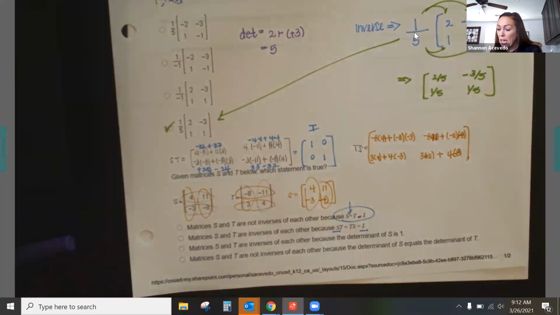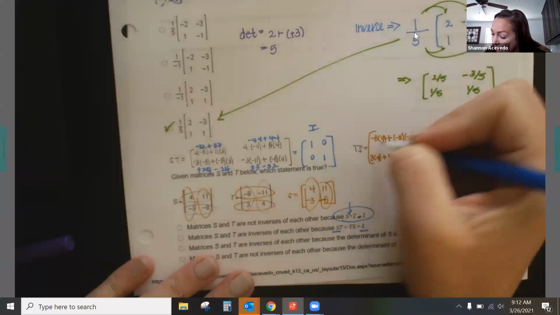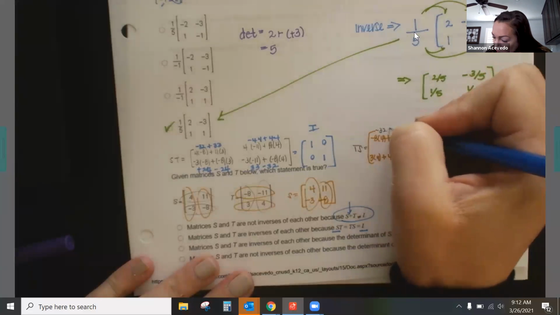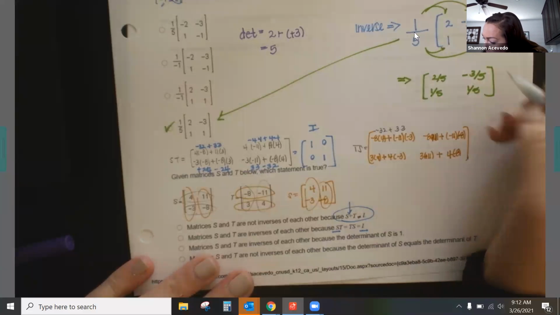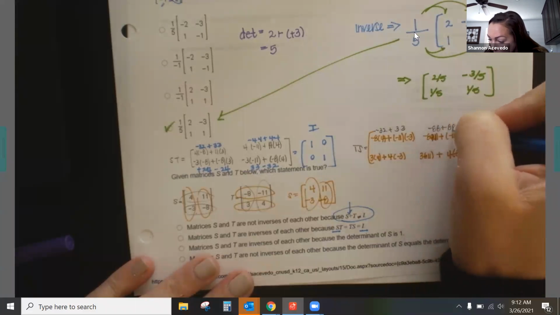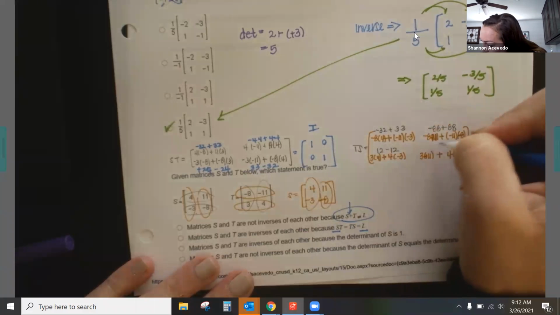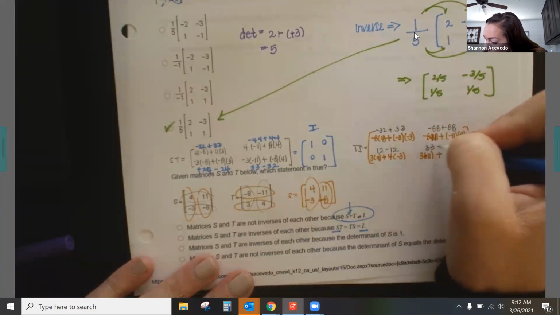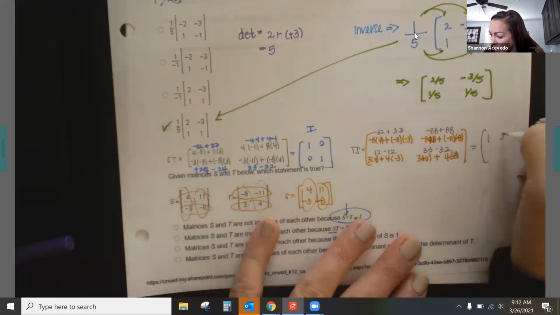All right, then we could go ahead and clean it up. So I end up with negative 32 plus 33. This is going to give me negative 88 plus 88. This is going to give me 12 minus 12, and this is going to give me 33 minus 32. And look, I end up with 1, 0, 0, 1.